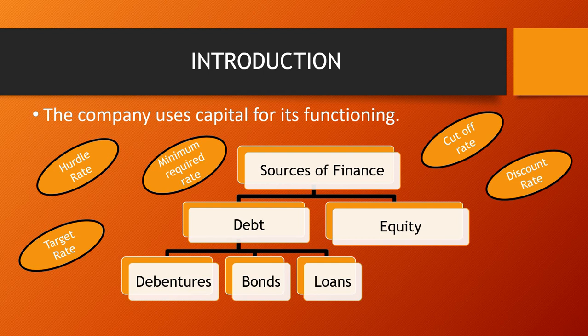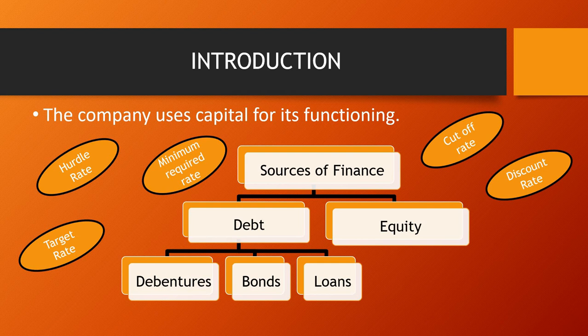So I'll try to borrow the money. Being a company, I will try to borrow the money from those sources where I have to pay less interest or less dividend. Now, we have these many sources. I have debentures, bonds, loan, preference shares, equity shares, retained earnings. Now the question arises from where I should borrow.